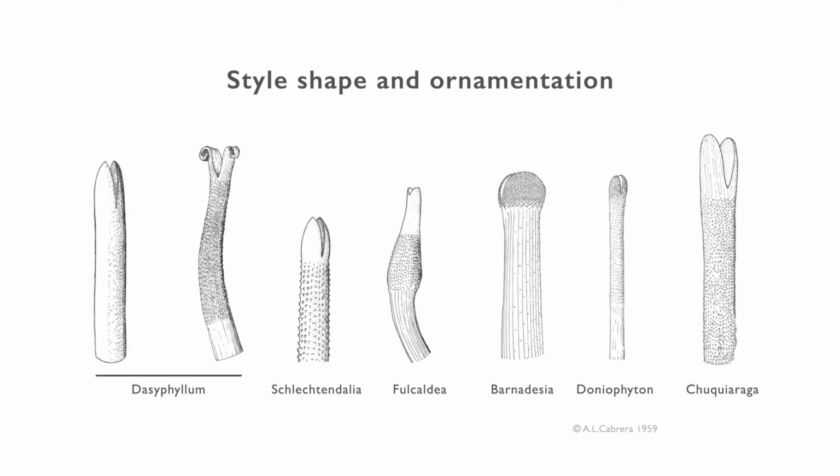Here we have a very nice illustration from a paper by Cabrera from 1959, where he described the styles of the Barnadesieae. So you can see there, without being referred to as microcharacters, we see them there. Very detailed illustrations and descriptions of the shapes and the different ornamentation of both the style branches or the shaft.